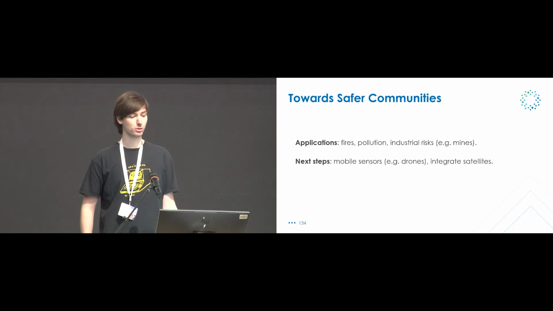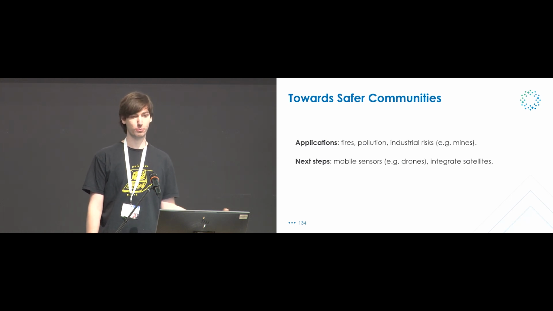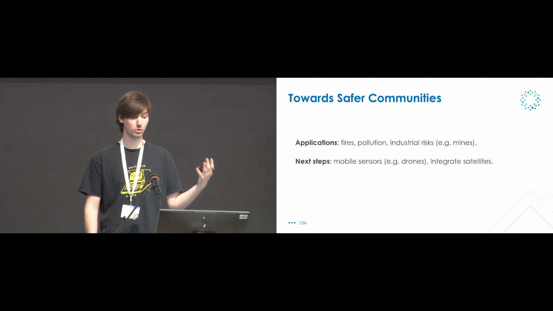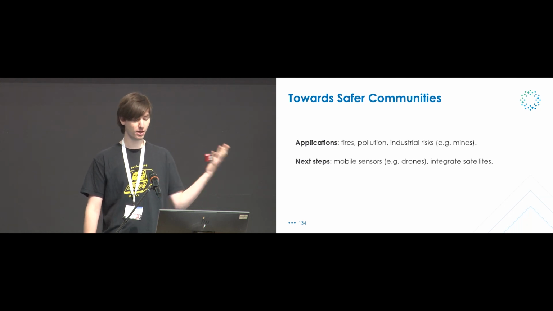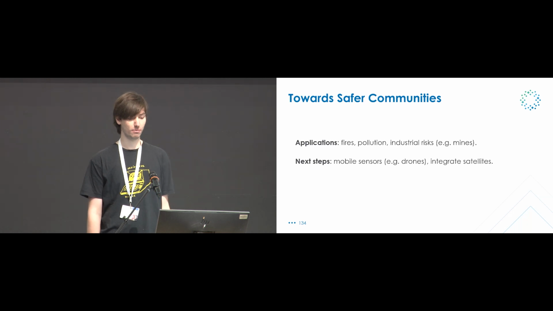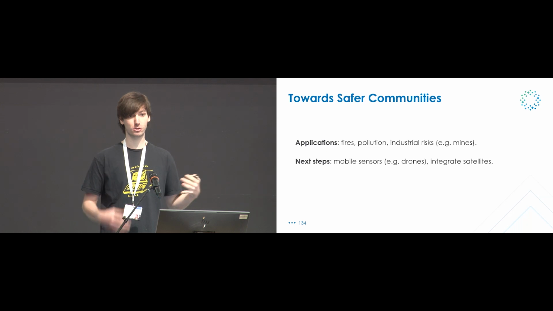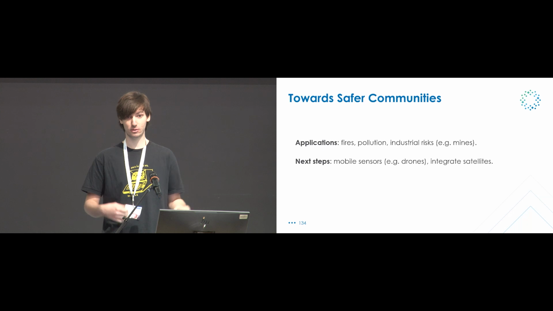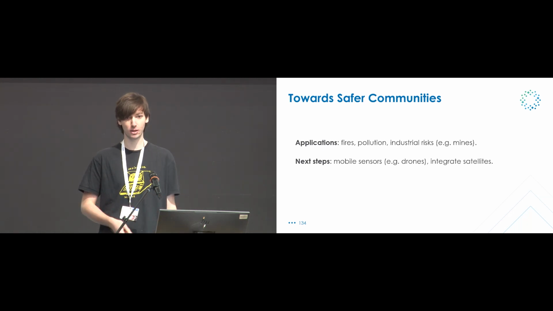And so the application, like I said, is fire, but also pollution or industrial risk like mines. And the next step is, right now we are only using fixed sensors that we fix at some place, but we can also use mobile sensors like a drone, but also, for example, integrate a satellite, because I talked about the fine particles and CO2, but I also said that if the fire is right here, then you need to leave. So we don't have access to this right now, so it is something that we would like to add into our pipeline. Thank you.